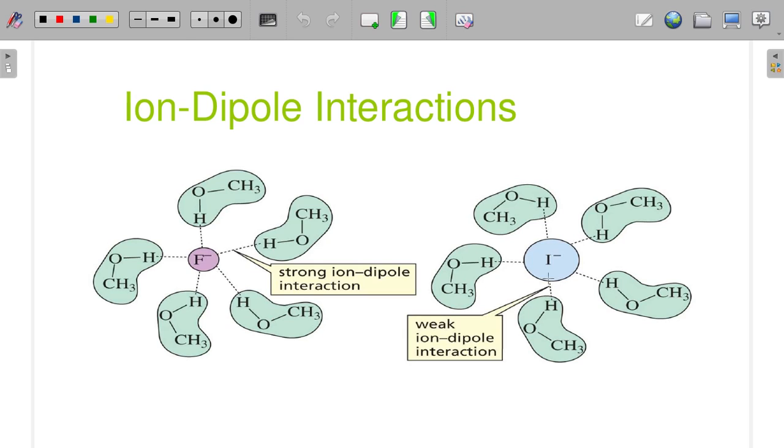Now, we can reverse both of these by just choosing a different solvent. Had I, instead of using alcohol, used something like an ether, we would see the ether here makes a stronger interaction with the iodine and a weaker one with the fluorine.